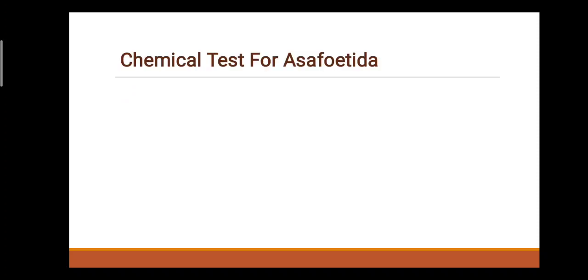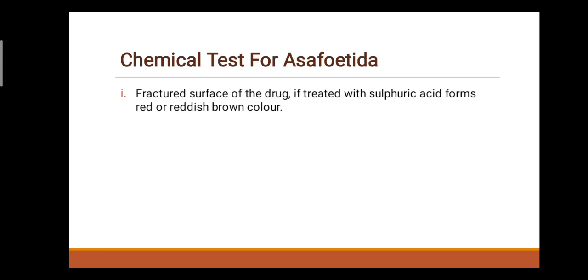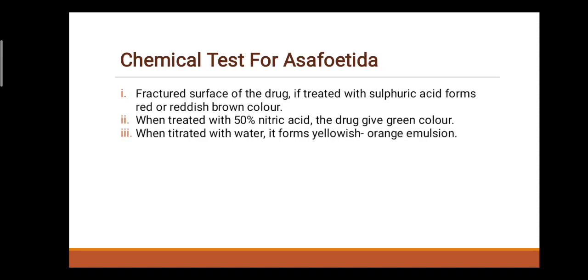Next point, chemical test for asafoetida. First one, fractured surface of the drug, if treated with sulfuric acid, forms red or reddish brown color. Second one, when treated with 50% nitric acid, the drug gives green color. Third one, when treated with water, it forms yellowish orange emulsion.